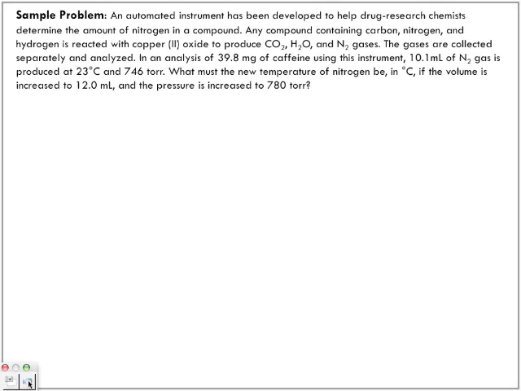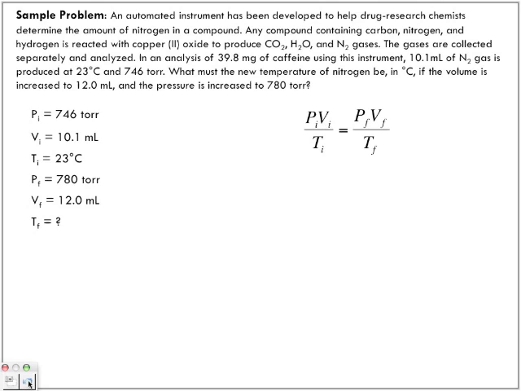Let's set up just what our units are. So our initial pressure, 746 torr. Our initial volume, 10.1 milliliters. Our initial temperature is 23 degrees Celsius. Our final pressure went up to 780 torr. Our final volume went up to 12.0 milliliters. Our final temperature is what we are trying to find. So we've got the following equation. We know 23 degrees Celsius, we want to convert to Kelvin, and 23 degrees Celsius becomes 296 Kelvin.